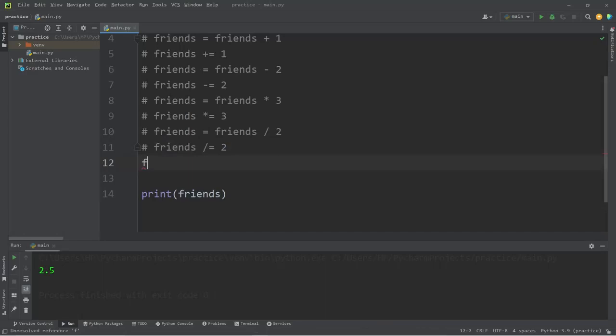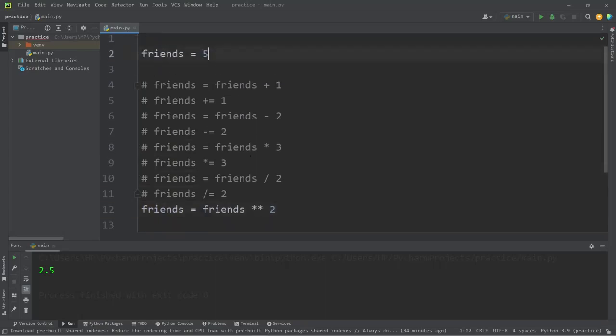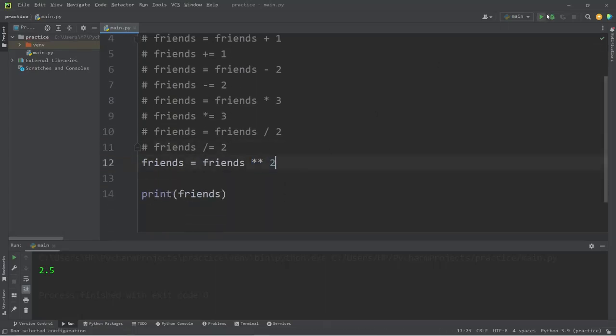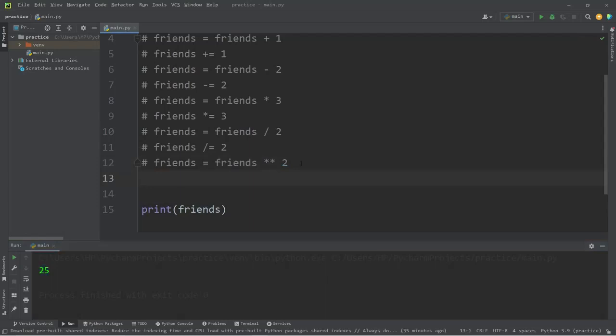Now exponents. Friends equals friends to the power of 2. So friends is currently 5. Friends to the power of 2 would be 5 times 5, which is 25. The augmented assignment operator version of this equation would be friends exponent equals 2. And again, friends is 25.